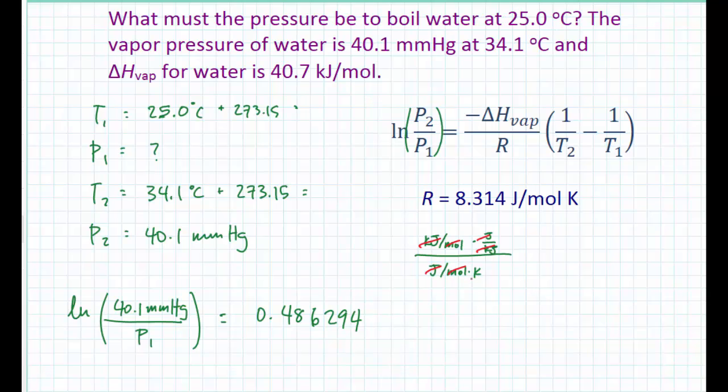But it's the same mistake I made on the last page. This is the Kelvin beneath two fractions. It's on the bottom of the big fraction, and it's also on the bottom of this fraction right here.